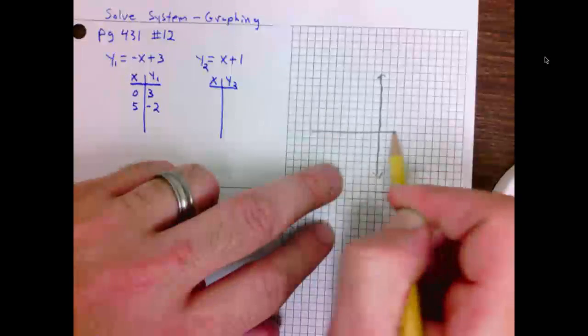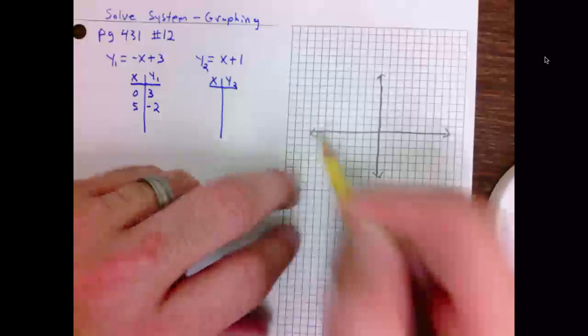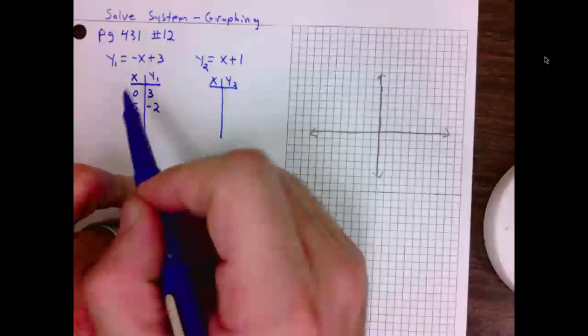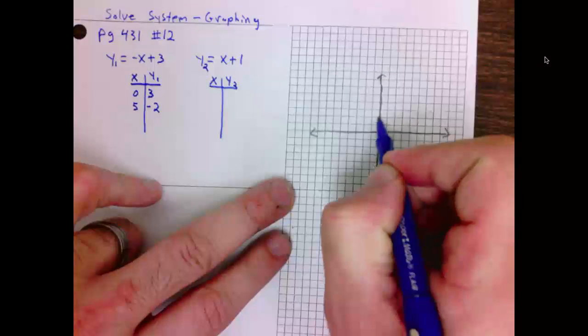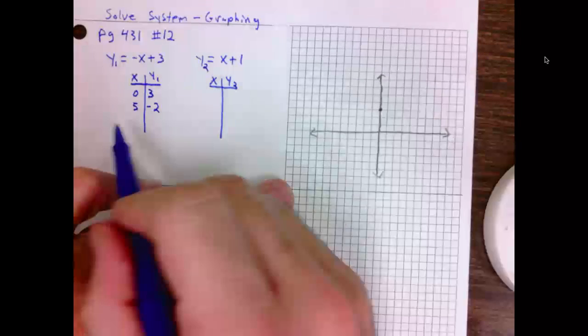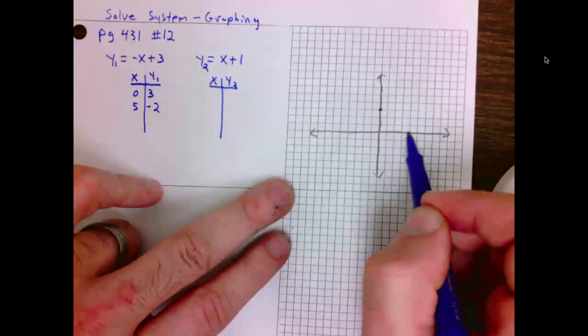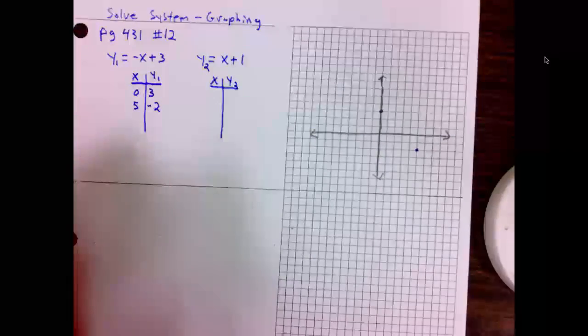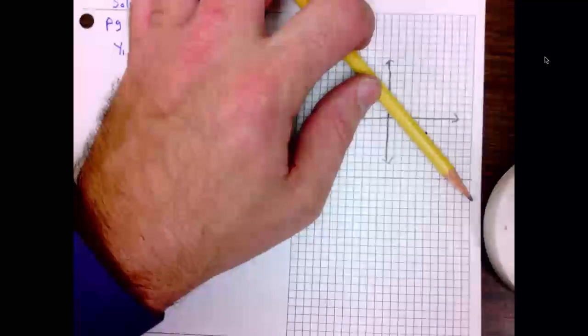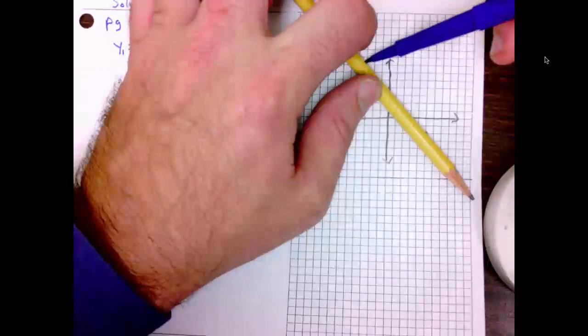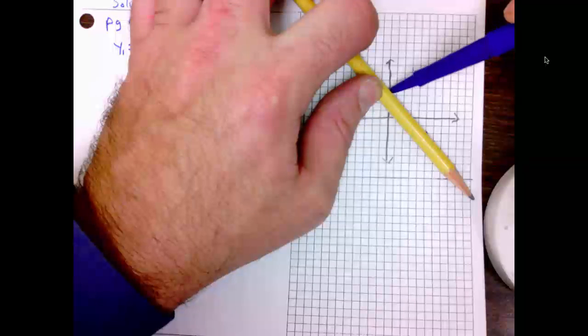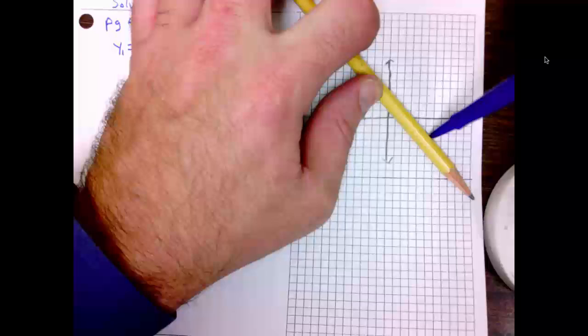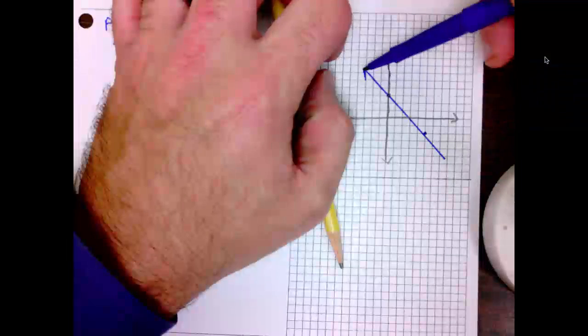Y-axis and the x-axis. Plotting 0, 3. 0, 1, 2, 3. That's my y-intercept. 5, negative 2. 1, 2, 3, 4, 5. Negative 1, 2. Oftentimes I will label those points, but we're going to have lots of things going on in this picture, so I'm not going to leave them labeled for right now, and I will use a straight edge to draw a line through these 2 points. That is y1.